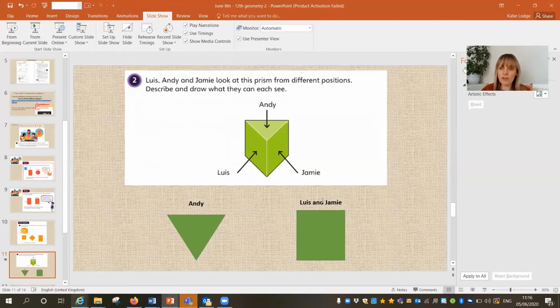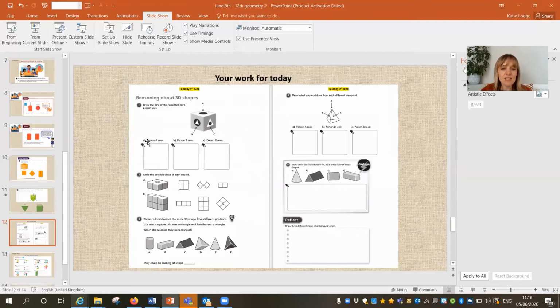So you've got some questions a little bit like this to answer today in your Power Maths books. I wanted to show you a couple of examples before you crack on. So here is your work for today. These are the right pages. It's called Reasoning About 3D Shapes. And you're going to be looking at the faces on some of them and drawing them or telling the shapes of what they can see. This is a good one if you can go get some objects around your house to help you a little bit if you find this a little bit more tricky.